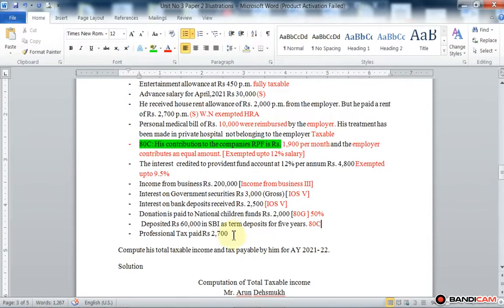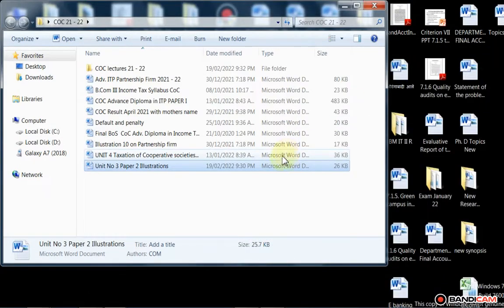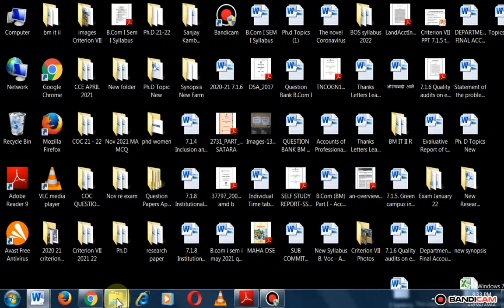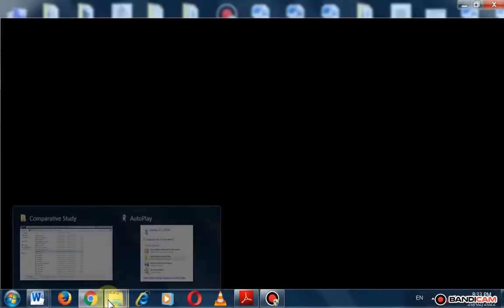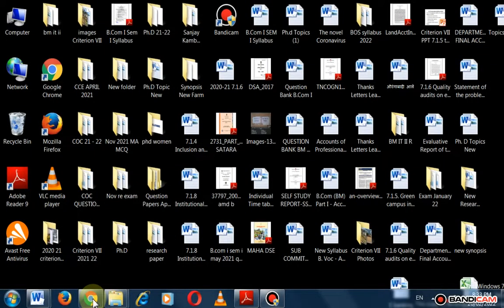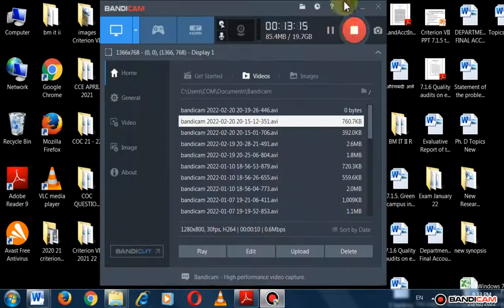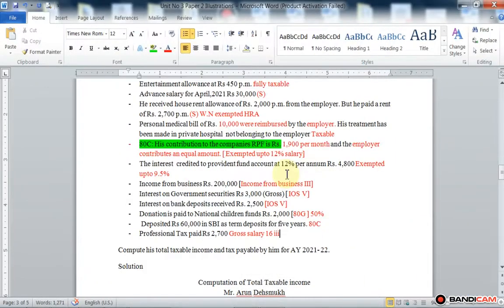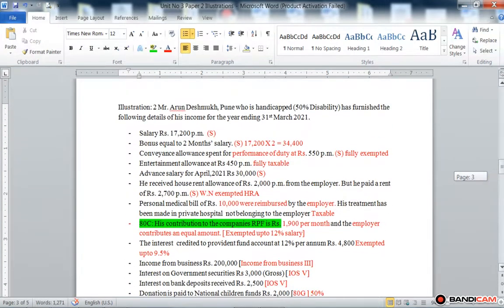And professional tax is allowed for deduction under section 16(3), deducted from gross salary, subsection 3. Okay, so here we bifurcate the income received from various heads. Now we compute the total taxable income of Arun Deshmukh.